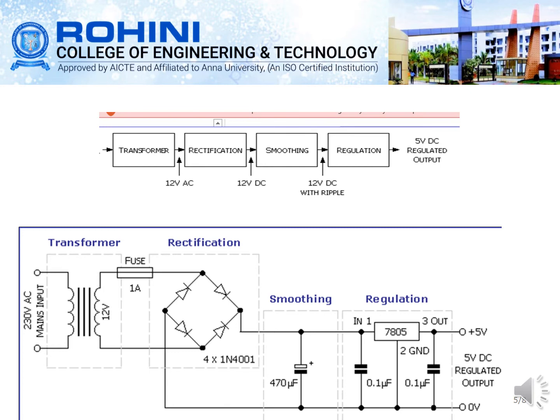So you can see the structure of this circuit. From the transformer it is given to the rectification. In the rectification we have 4 diodes. From there it is given to the smoothing, where we use a 470 μF capacitor. Next it is given to the regulation. Before regulation, the ripple factors present in this direct current are removed, and finally the output is displayed as 5 volt DC regulated.